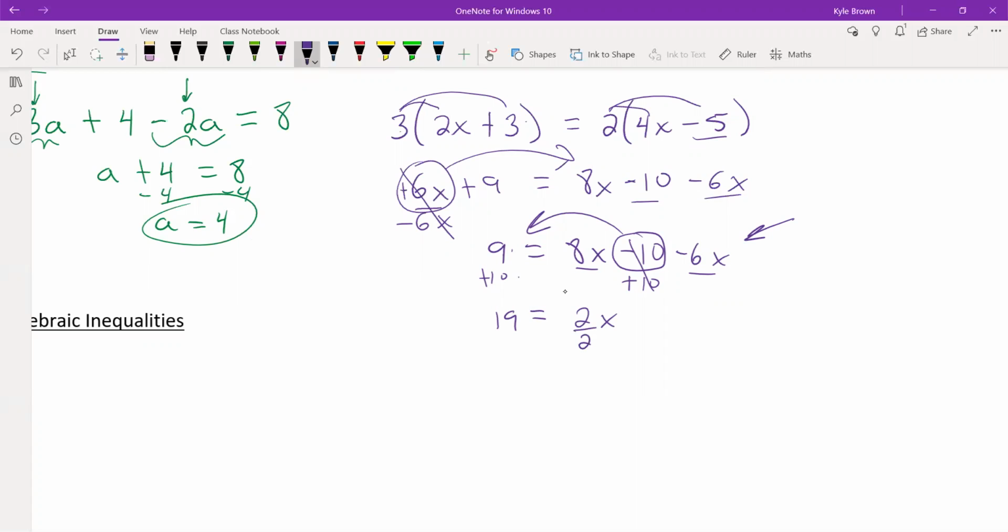So I'm going to divide by 2, divide by 2. And that's it. We would just leave it that way. 19 over 2 would be your answer there.